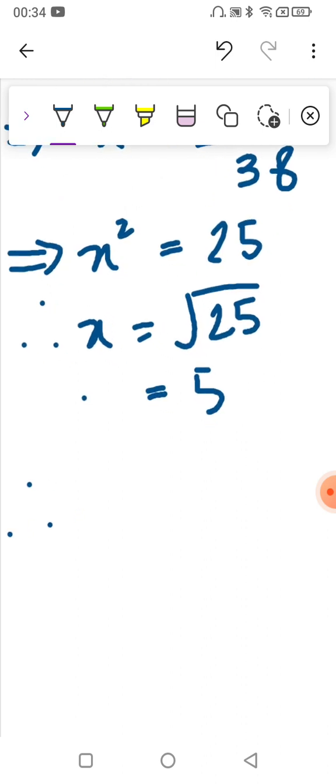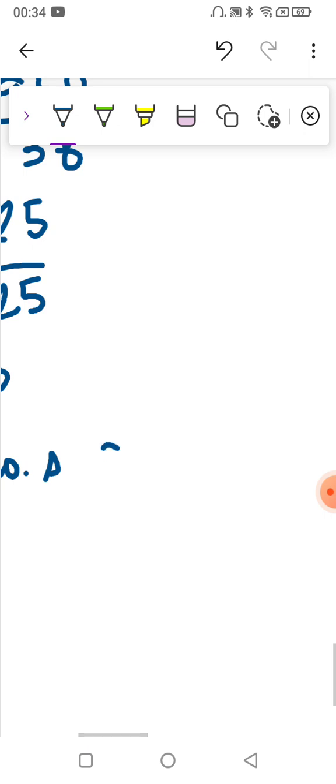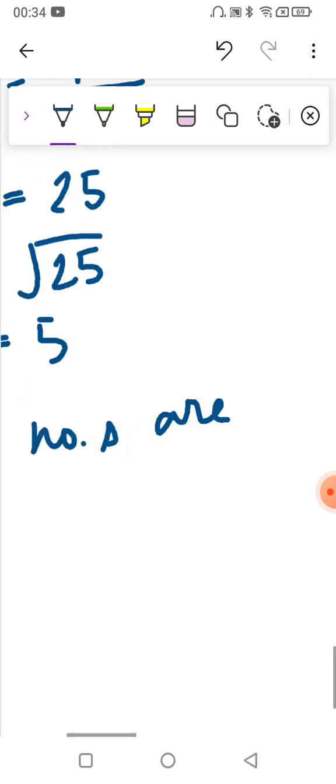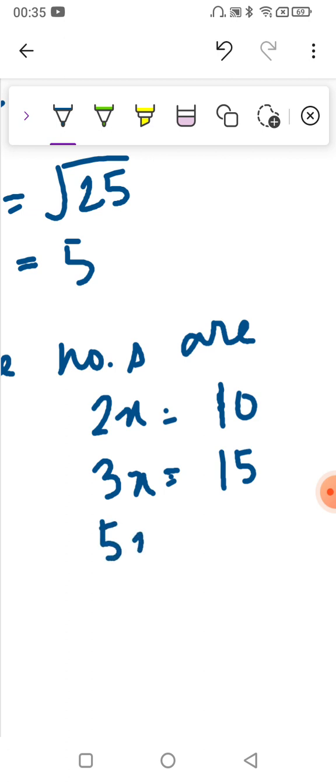Now the numbers will be, therefore, the numbers are, first number was 2x. So 2x will be 2 into 5, 10. Next number was 3x, which will be 3 into 5, 15. And the last number was 5x. So 5 into 5, 25. So these are the numbers.